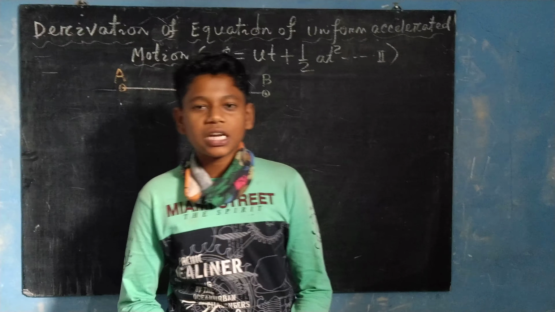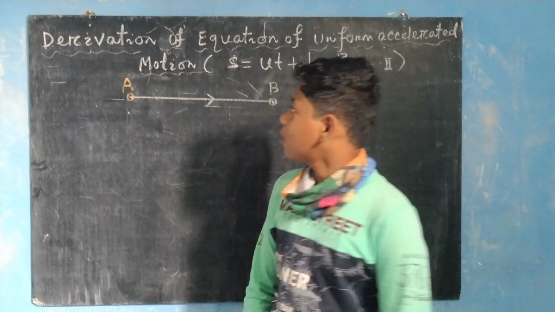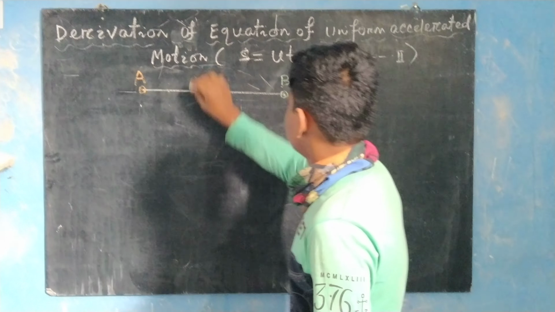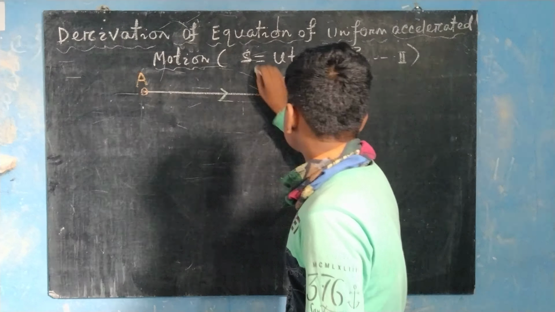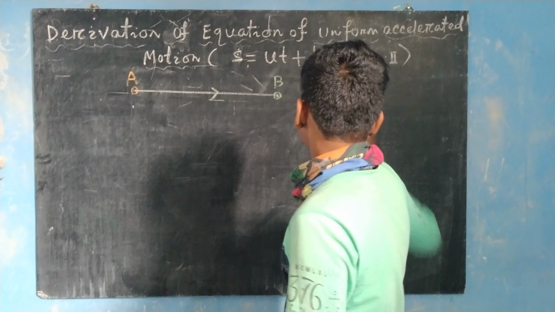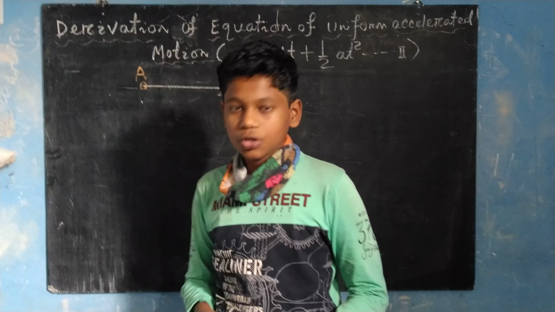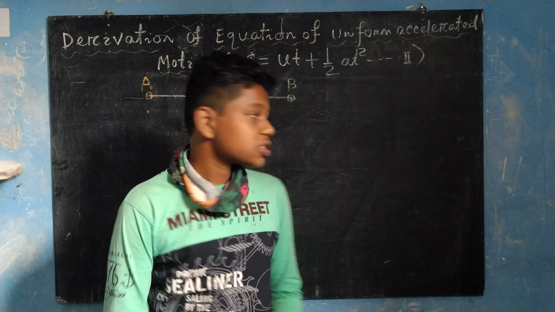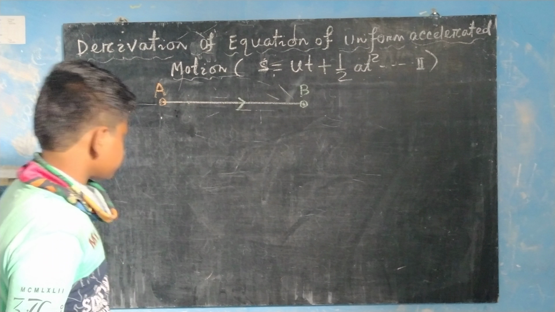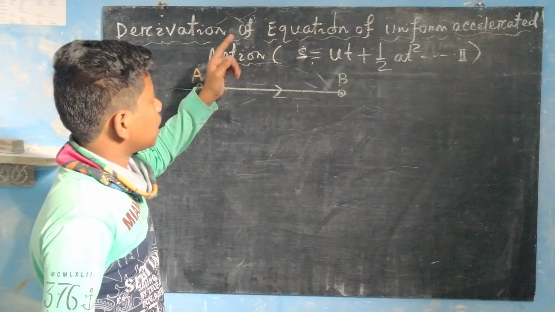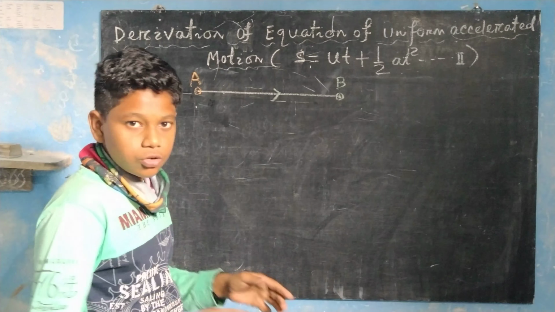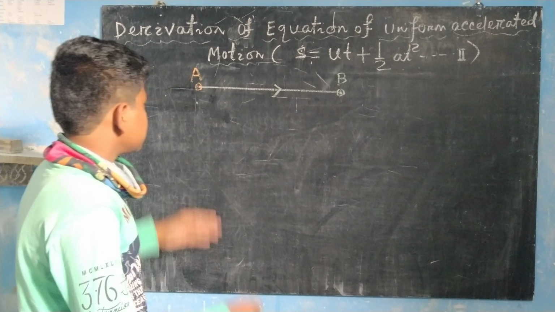Friends, today we shall discuss a scientific topic called derivation of the equation of uniform accelerated motion. The equation is s equals ut plus half at square. This is the second equation of uniform accelerated motion. So friends, look at this picture. Here an object is moving from point A to point B in uniform accelerated motion.